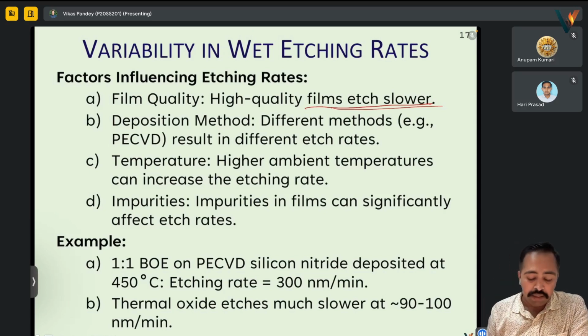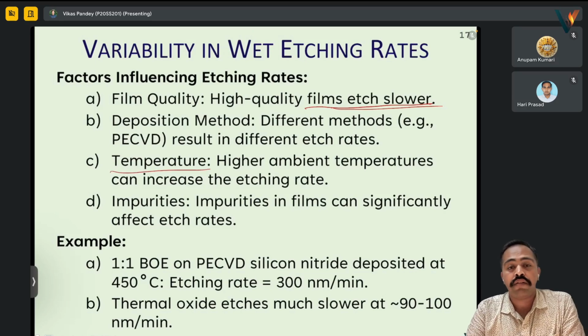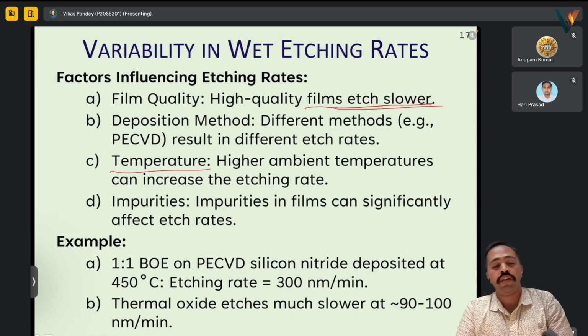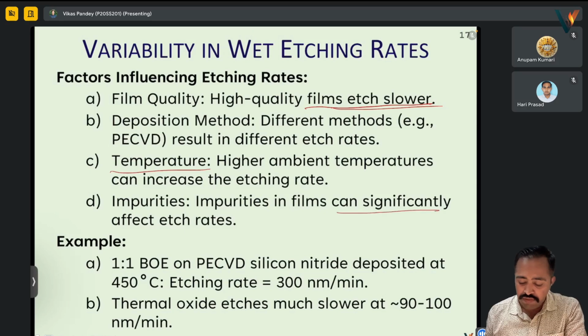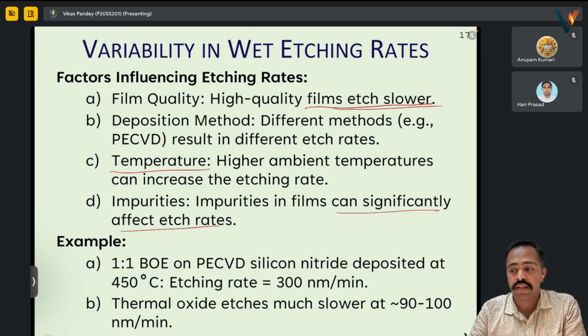Third is temperature. We have seen that the rate of reaction, rate of etching will be dependent on the ambient temperature, and that's why the ambient temperature has to be maintained. And then one thing is impurities. As we have seen, doping and impurities can significantly affect etch rates.